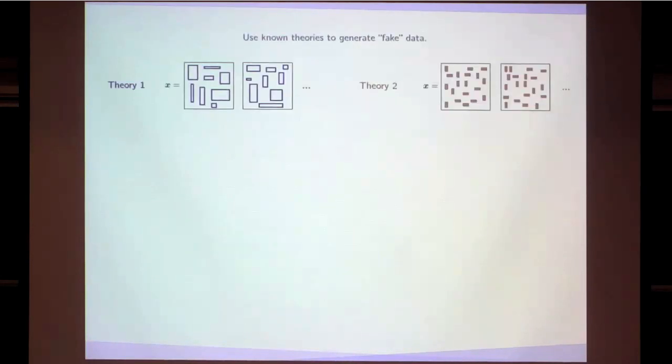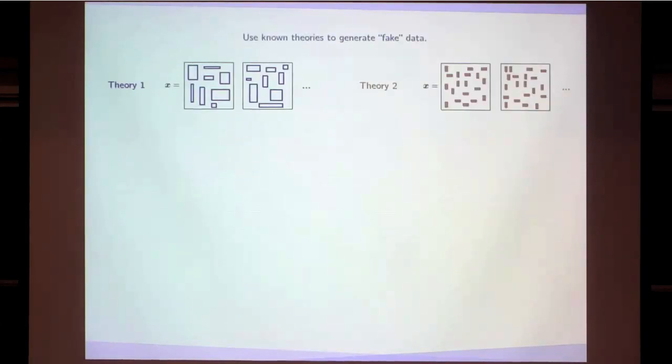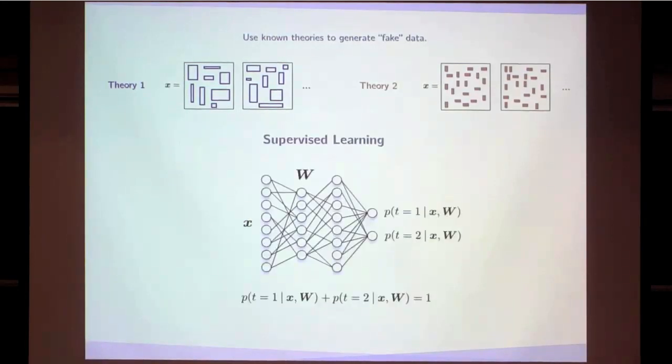And using these two theories, you can generate images such as this, right? And they're going to be different. This is just a cartoon picture, okay? And so we have two images. They belong to two different theories, and we have seen this before, right? That's the same thing as cats and dogs, okay? So the question is, can we build and train a neural network which is able to distinguish images from these two theories? And the images are just where the atoms are.